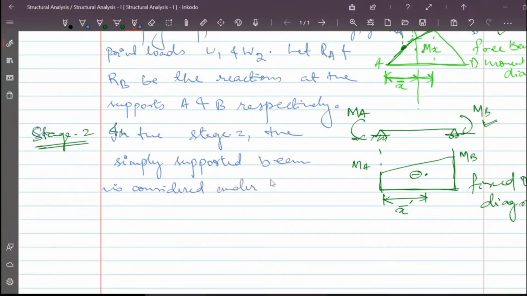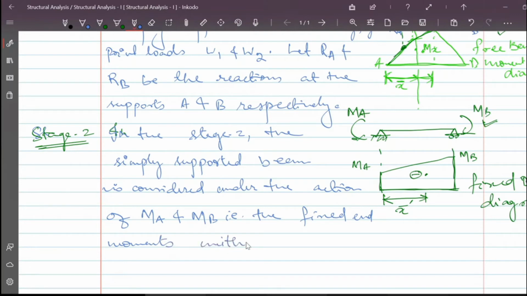Under the action of MA and MB, that is the fixed end moments, without the given loading. Right? Okay.